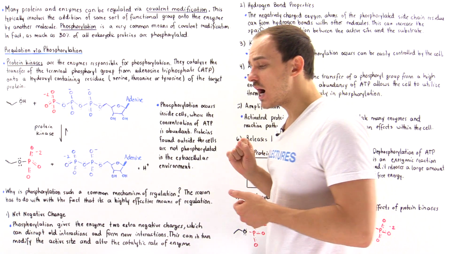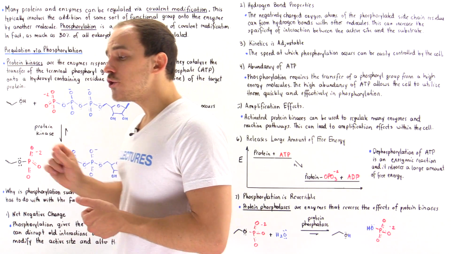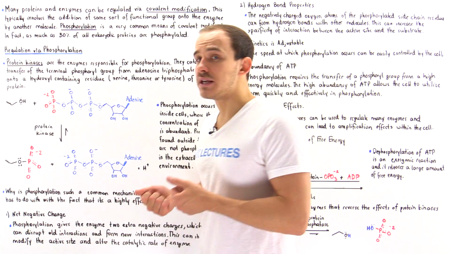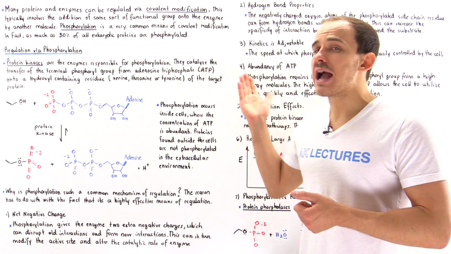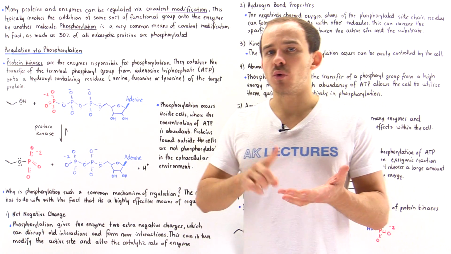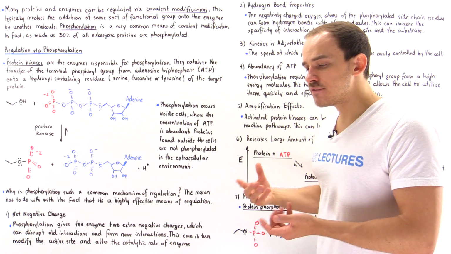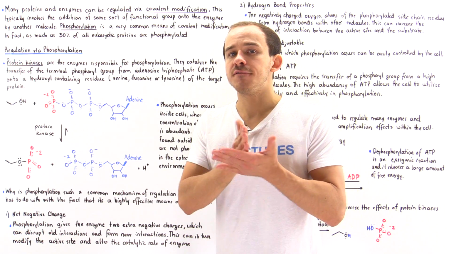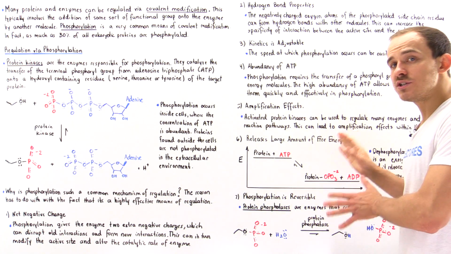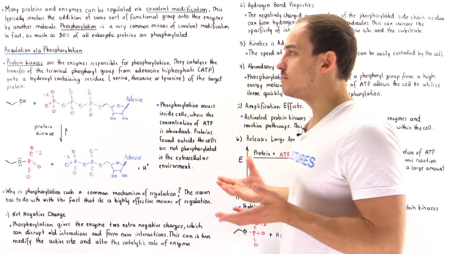In fact, it's so common that nearly 30% of all the proteins, and this includes enzymes in eukaryotic cells, are phosphorylated. Now, why is this method so common? Well, as it turns out, phosphorylation is a very effective, very efficient, and a very convenient process. And we'll see why that is so in just a moment.